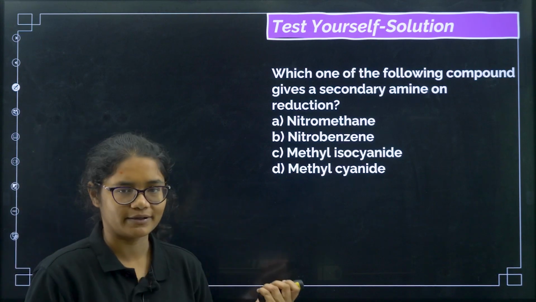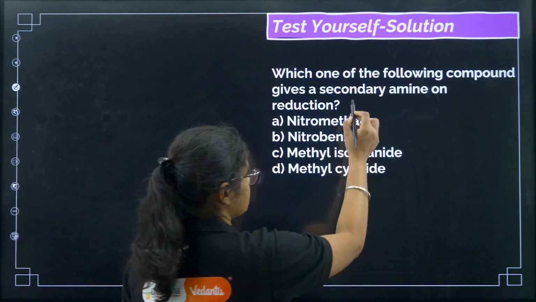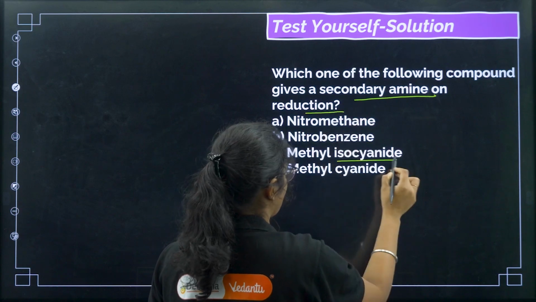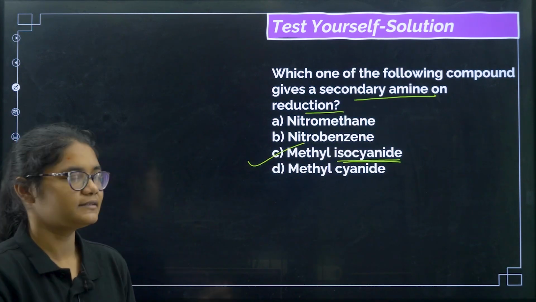So this was the homework question that I gave you. Which one of the following compounds gives a secondary amine? If you remember, isocyanide will give you secondary amine, so correct answer is option number C.